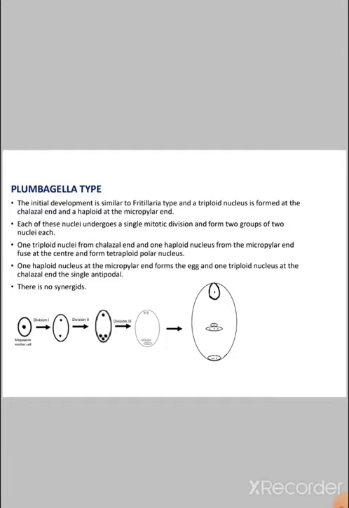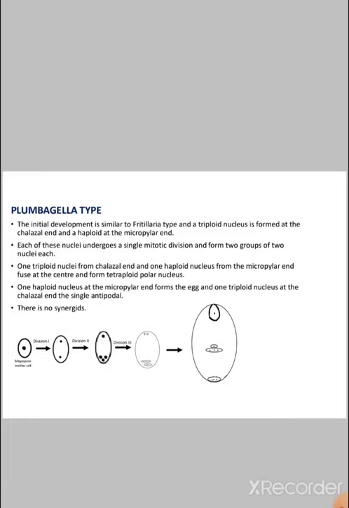One triploid nucleus from the chalazal end and one haploid nucleus from the micropylar end fuse at the center and form a tetraploid polar nucleus. One haploid nucleus at the micropylar end forms the egg, and one triploid nucleus at the chalazal end forms the single antipodal. There are no synergids also.